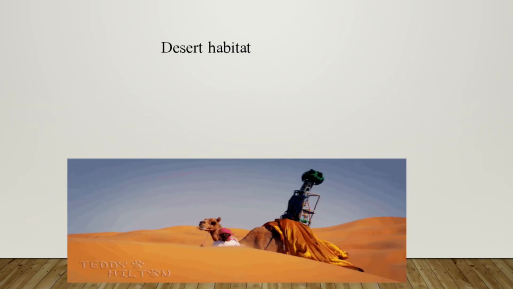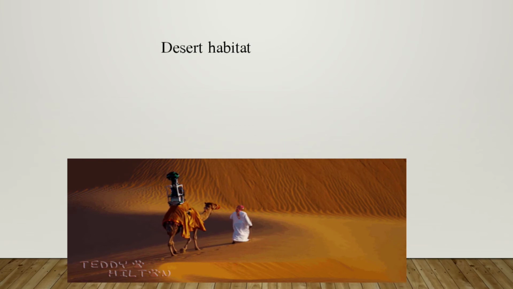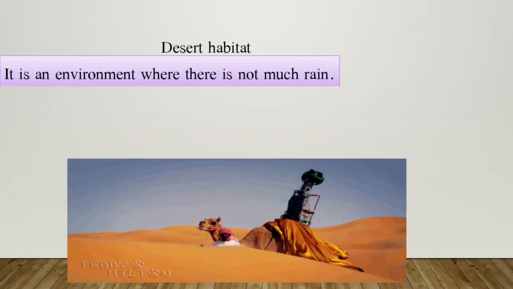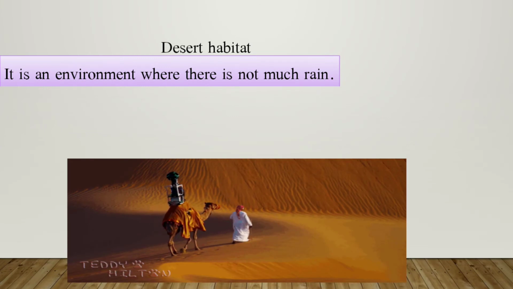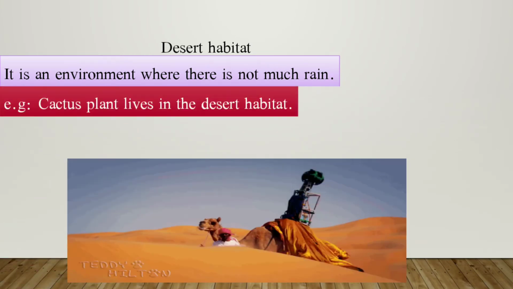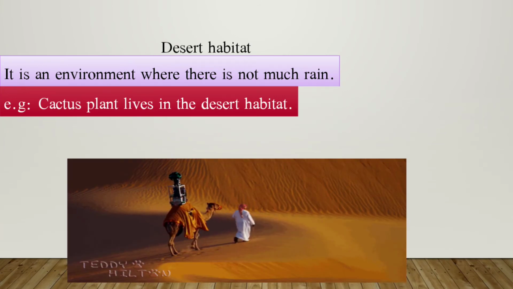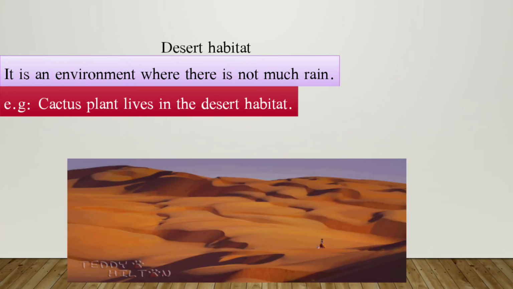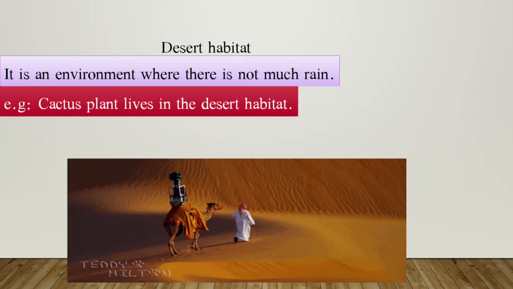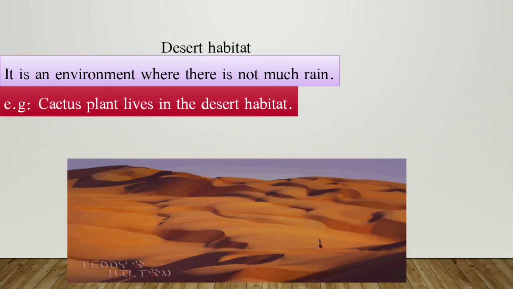Desert habitat. It's an environment where there is not much rain, where the weather is very hot during the day and very cold at night. As for example, cactus plant lives in the desert habitat.